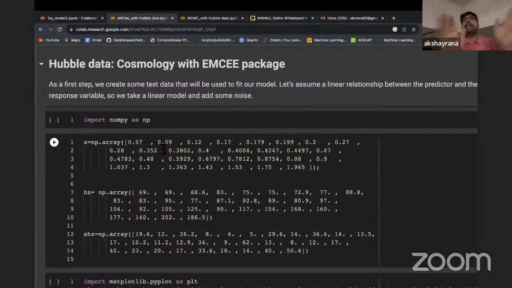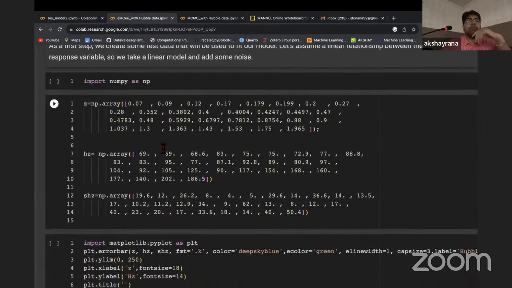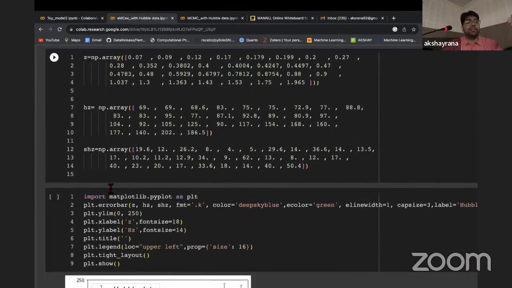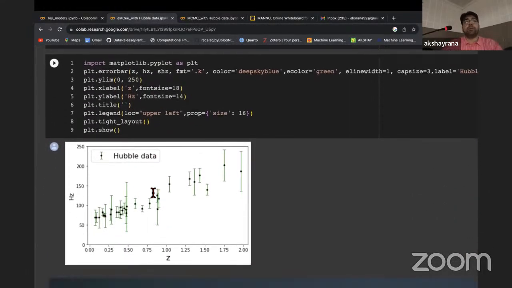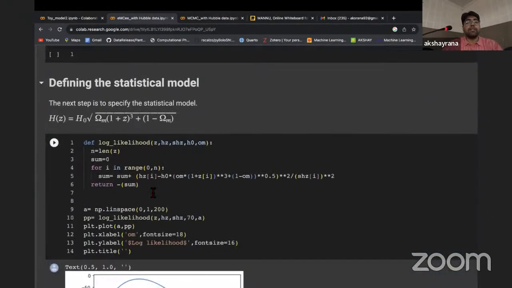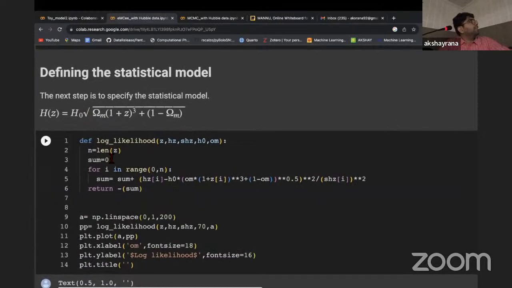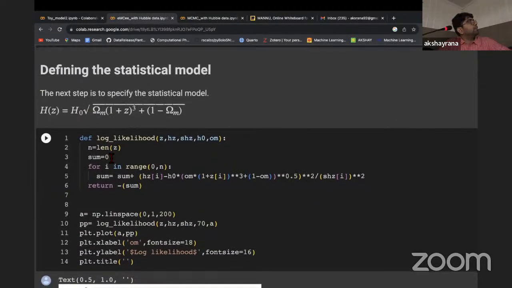So same data I'm working with, same example, Hubble data, z, Hz, sigma z, no change, same plot, same likelihood. Okay, I'll go to my program. Same likelihood function, the way we did in the previous session, taking the log.